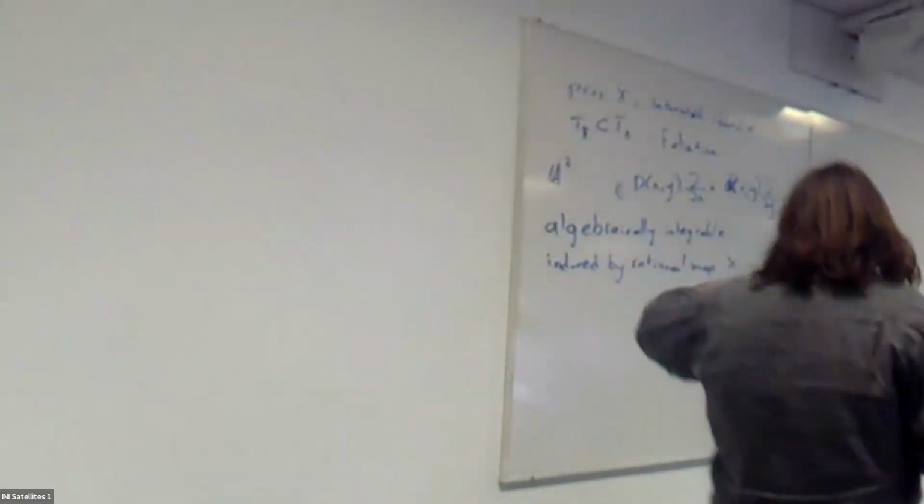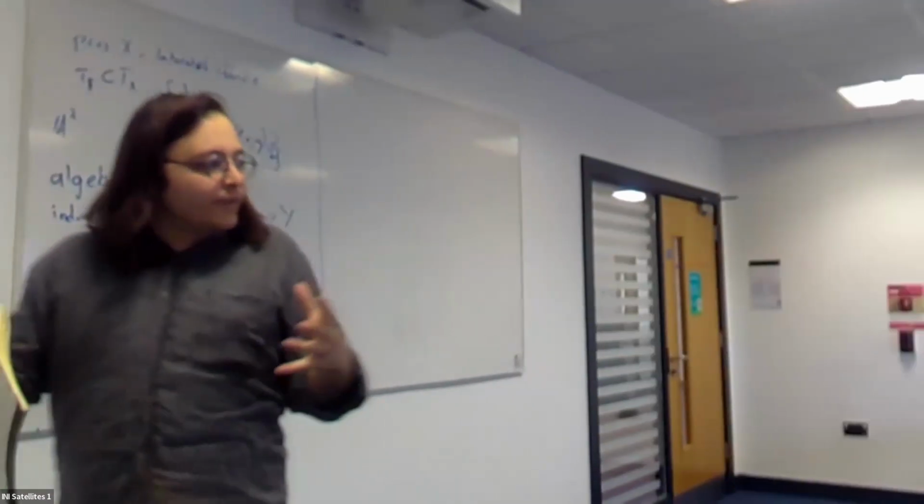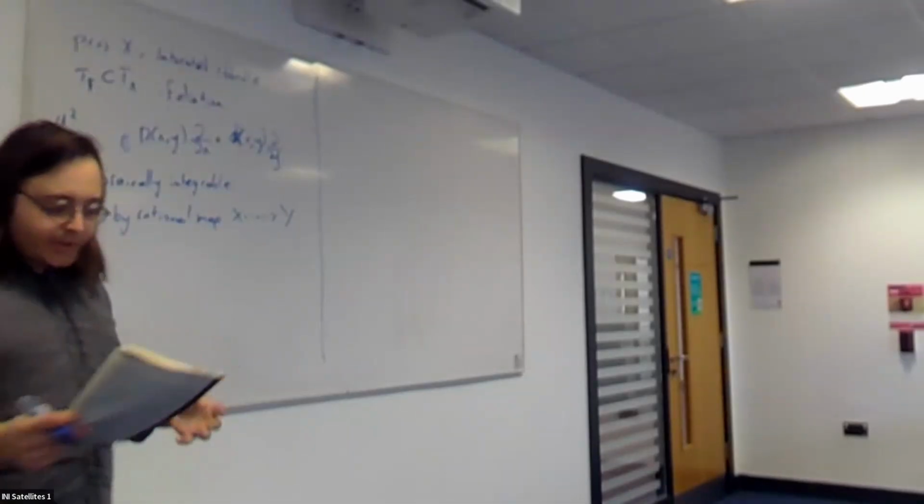And for birational geometry, it's really important. Rational maps take a really central stage in the study of birational geometry. So obtaining some kind of classification theory for these things becomes really important.